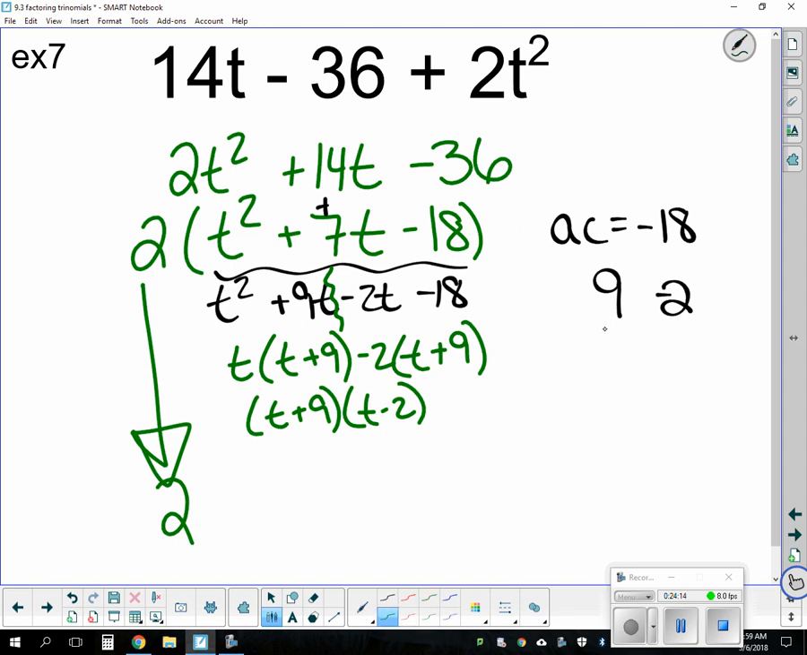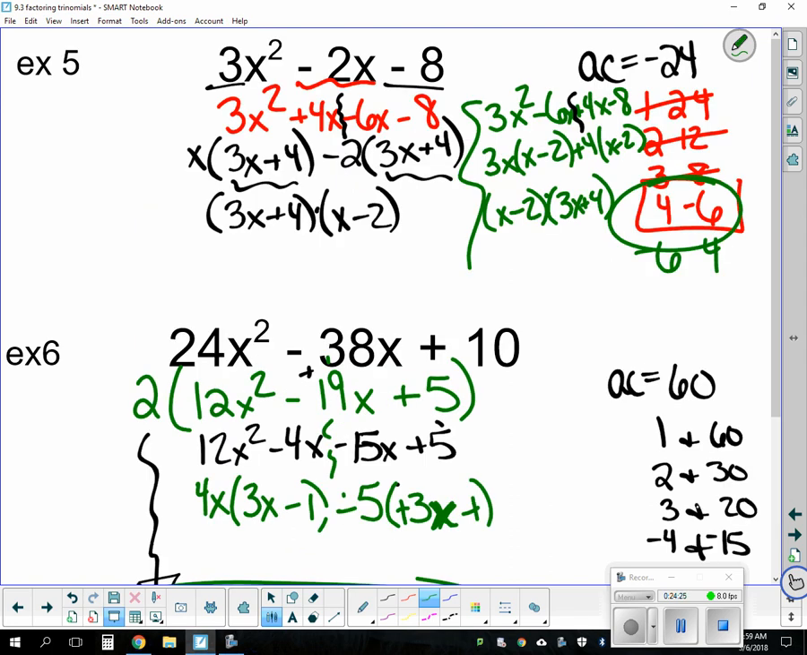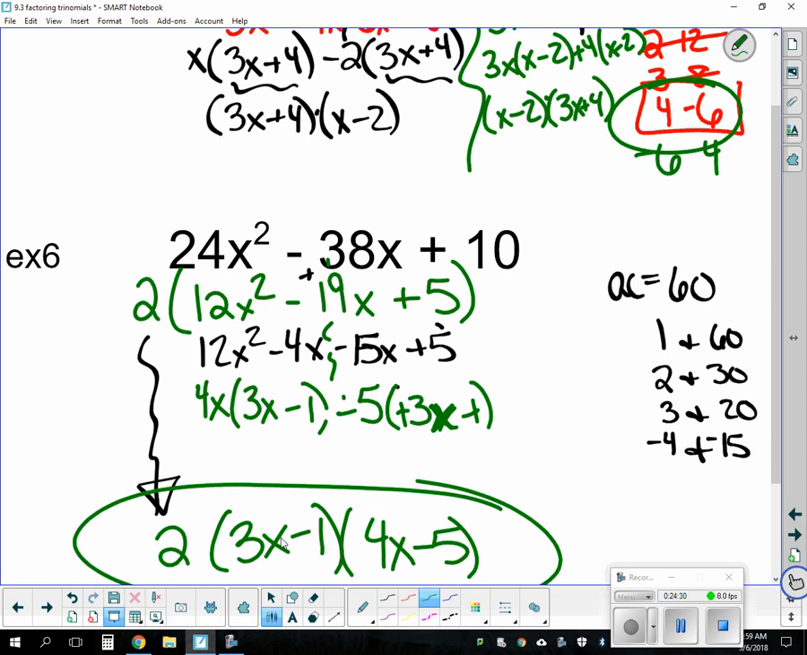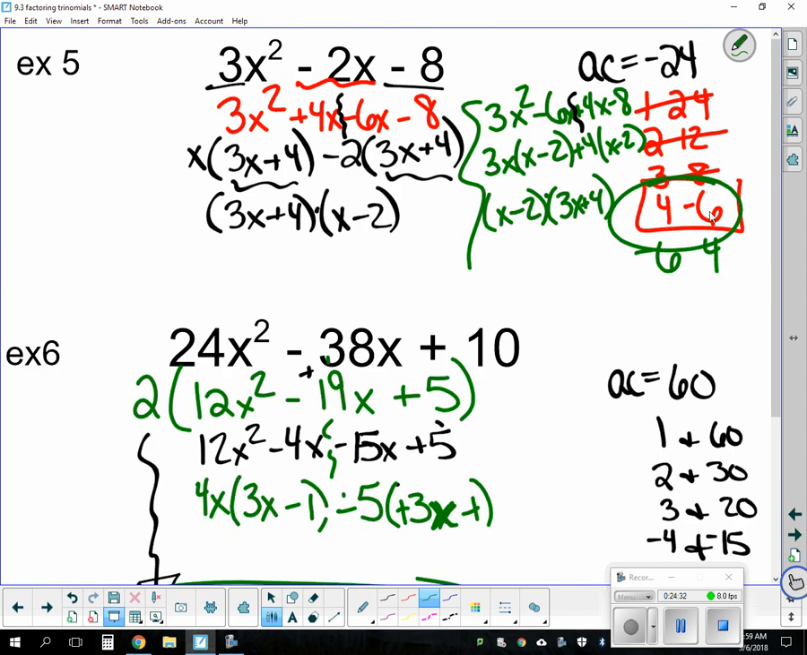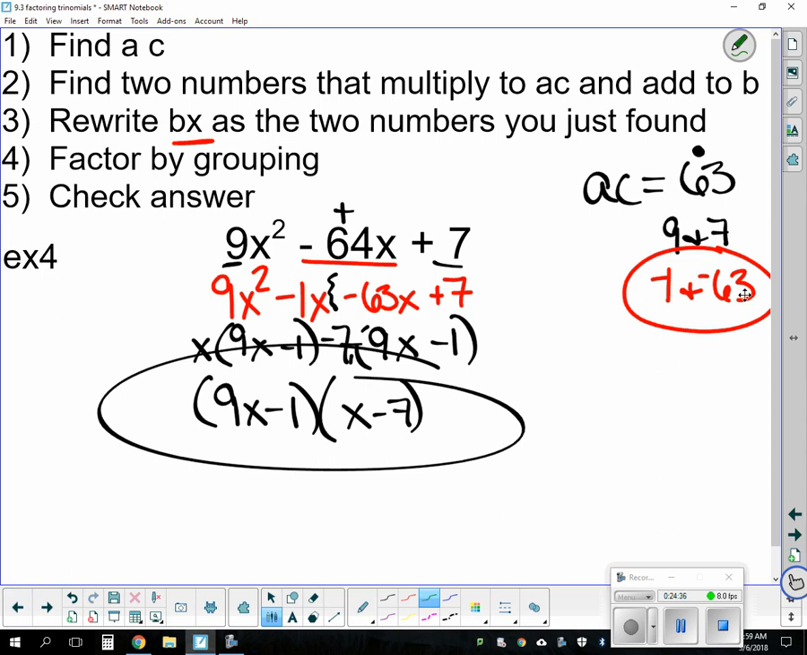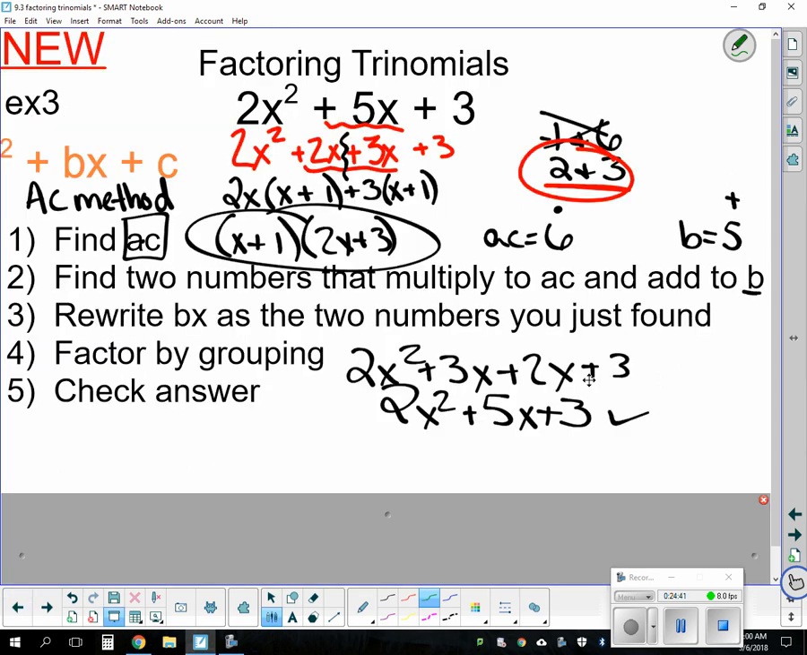What were my numbers? 9 and negative 2 over here. Look at my answer. 9 and negative 2. Did that happen every time? Well, back here my numbers were negative 4 and negative 15. That's not what's in here. Here I had 4 and negative 6. That's not what's in there. Here I had negative 1 and negative 63. That's not what's in there. One of them is, but not the other. Back here, 2 and 3. Well, no, I had a 1 and a 3.